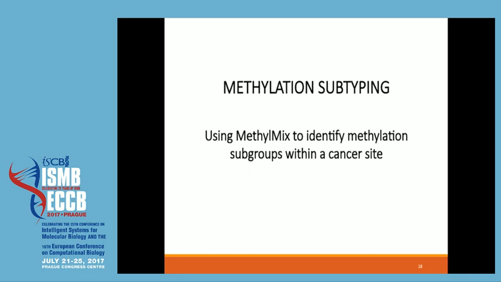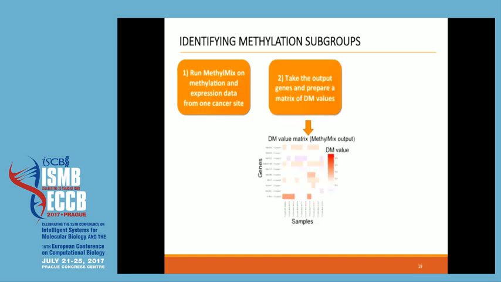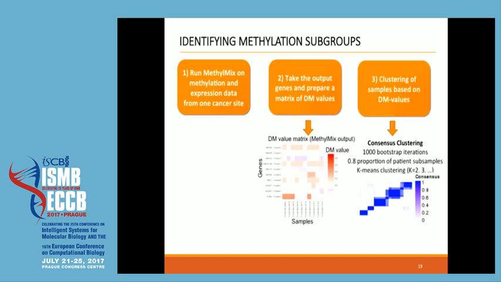So we use MethylMix to subtype tumor types, cancer types, into different subgroups based on their DNA methylation data. To do this, we run MethylMix, we get our DM value matrix as I described, and then you apply a clustering algorithm to cluster patients based on MethylMix output. So we use consensus clustering, which is the most widely used clustering algorithm. The output of consensus clustering allows you to determine the best number of patient clusters or putative subtypes.